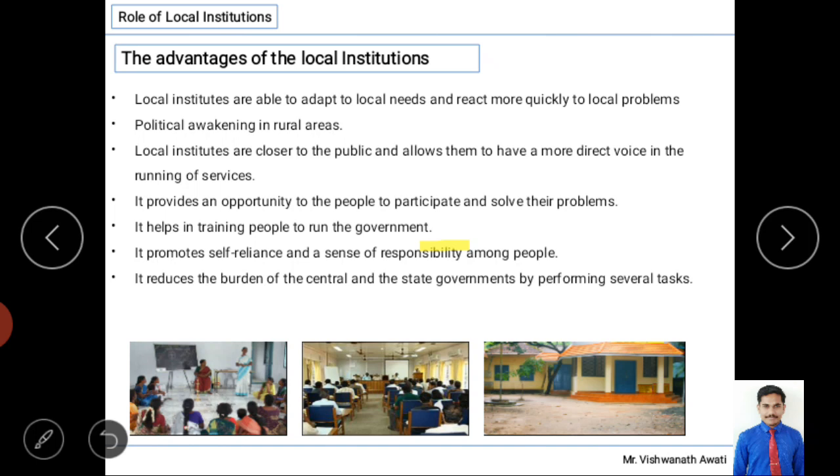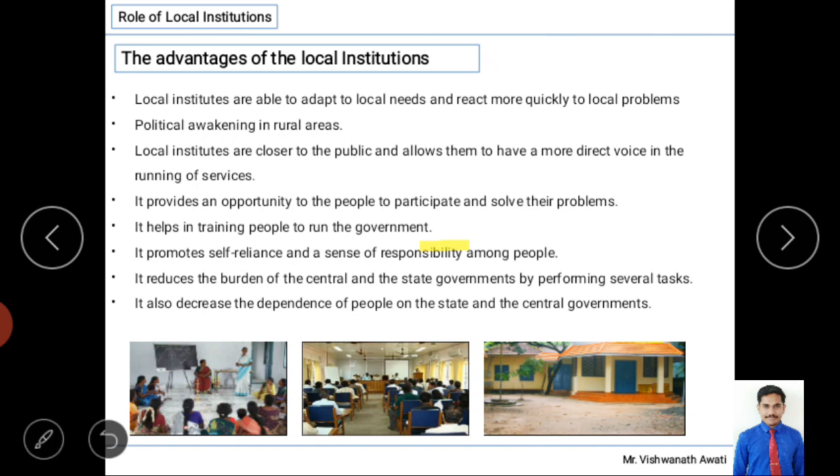It reduces the burden of the central and state government. So it reduces the burden of the central and state government by performing several tasks. The government is not only responsible for water, it is also responsible for education, it has to take care of transportation, it has to maintain law and order, it has to manage all the things. So it will reduce the management activities from centralized to decentralized. It means the government is reducing their work, right?